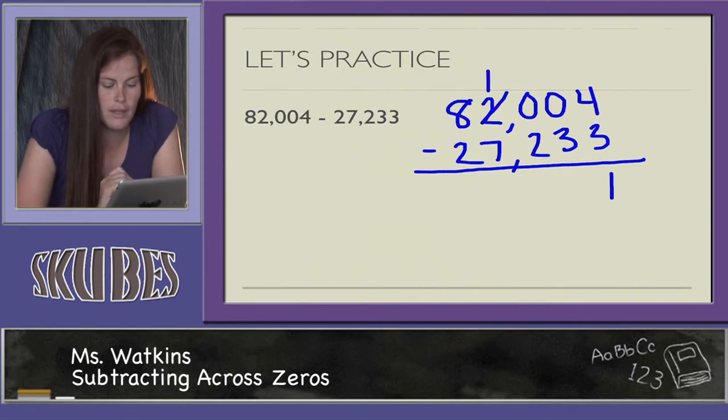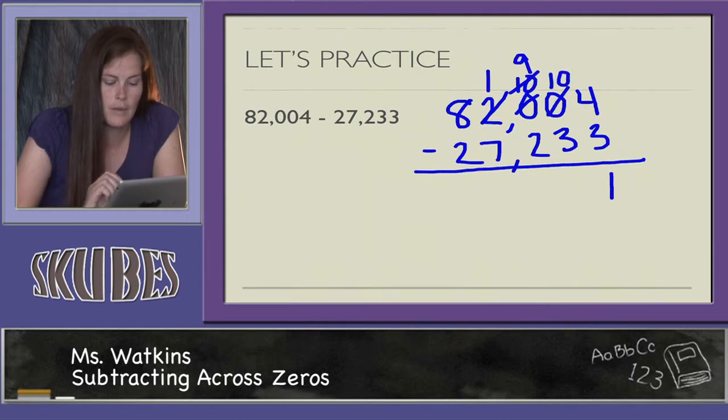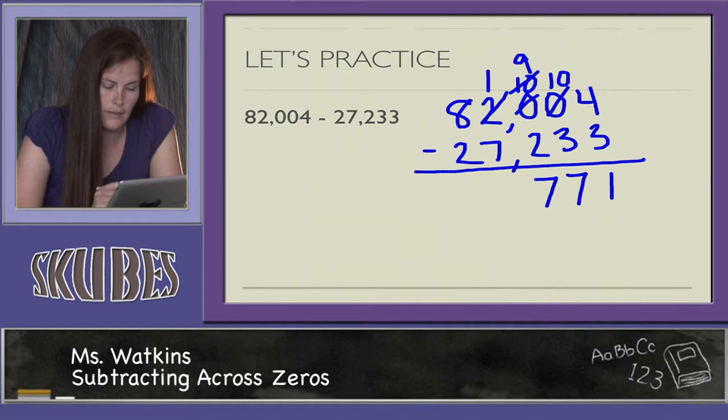My 2 becomes a 1. And I've regrouped over here, so this 0 becomes 10. Now I can borrow from it. My 10 becomes a 9, and this 0 becomes a 10. 10 minus 3 equals 7. 9 minus 2 equals 7.